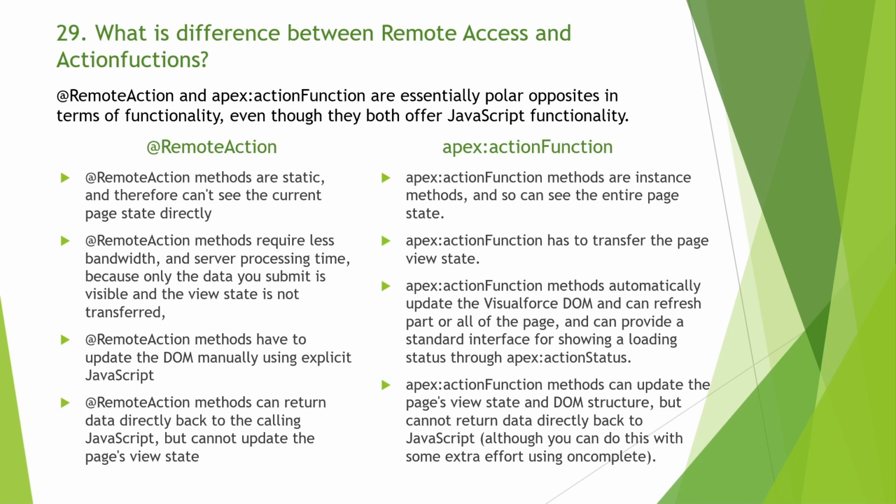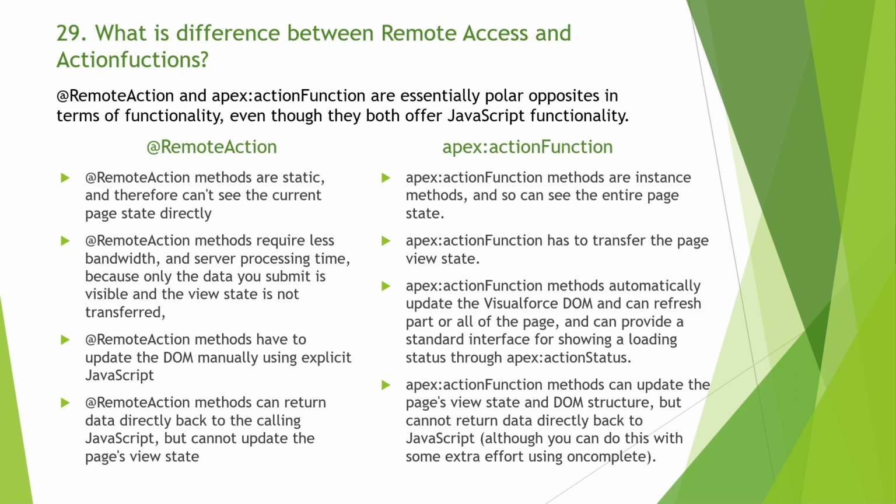What is the difference between remote action and ActionFunction? Remote action and apex:actionFunction are essentially polar opposites in terms of functionality, even though they both offer JavaScript functionality. Remote action methods are static, and therefore can't see the current page state directly. Remote action methods require less bandwidth and server processing time, because only the data you submit is sent and the view state is not transferred. Remote action methods have to update the DOM manually using explicit JavaScript. Remote action methods can return data directly back to the calling JavaScript, but cannot update the page's view state.